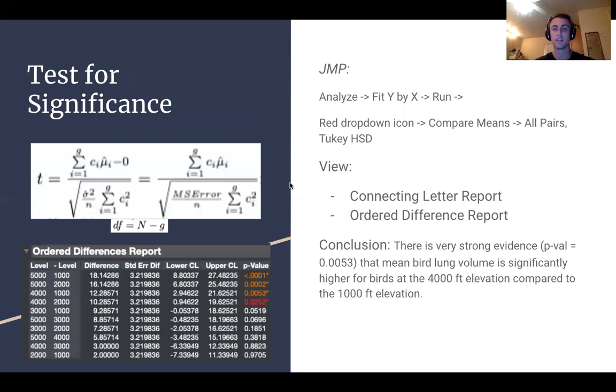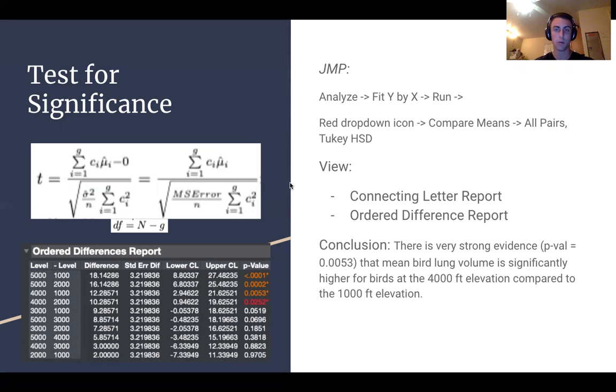To test for any significant difference in mean response, one can either calculate a t-test or an F-test statistic, along with the corresponding p-value, by hand or through a series of commands in JMP. For the sake of brevity, I'm just going to be discussing how to complete the analysis in JMP. So we hit Analyze, then Fit Y by X, where we input the proper variables. After hitting run, you'll find the drop-down arrow to find Compare Means, and then you hit All Pairs Tukey HSD, which will give you various reports about the pairwise comparisons.